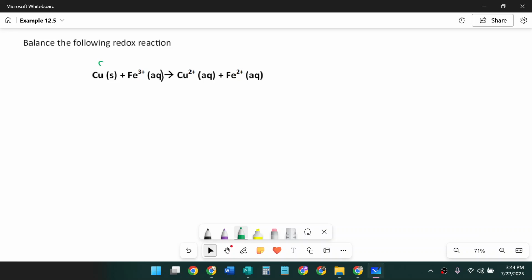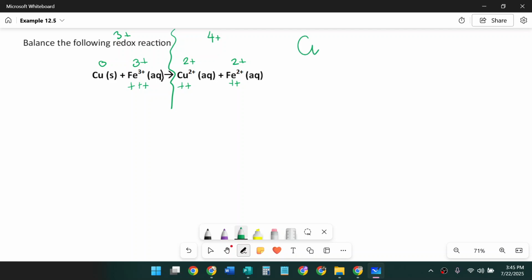This one has a 0 charge. This one has a 3+ charge. We can also write 3 little pluses if it helps you to see it that way. This one has a 2+ charge, and this one has a 2+ charge. So overall, if we look at the two sides, this has a 4+ charge, and this has a 3+ charge.